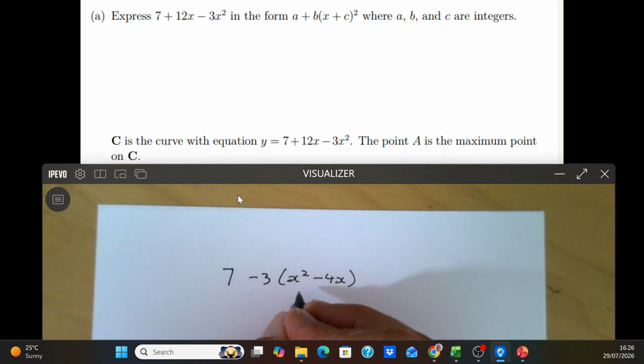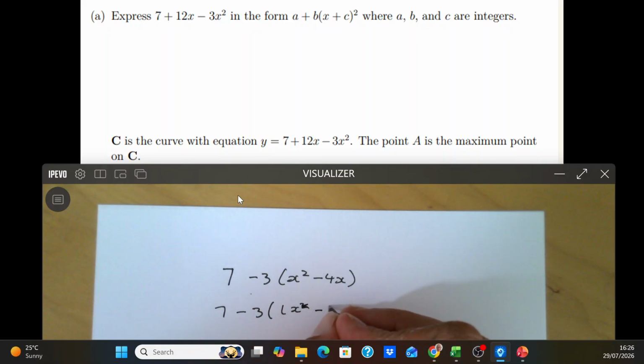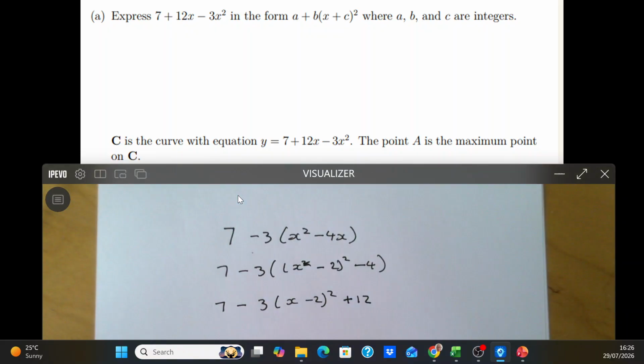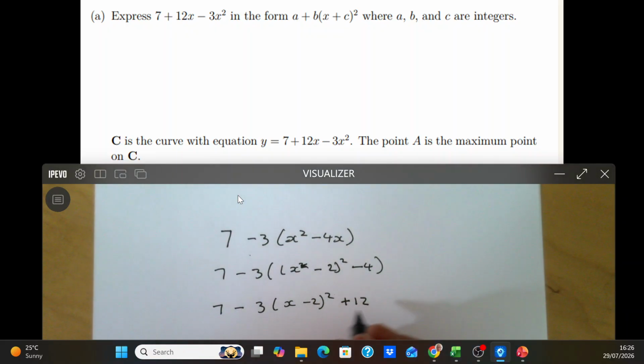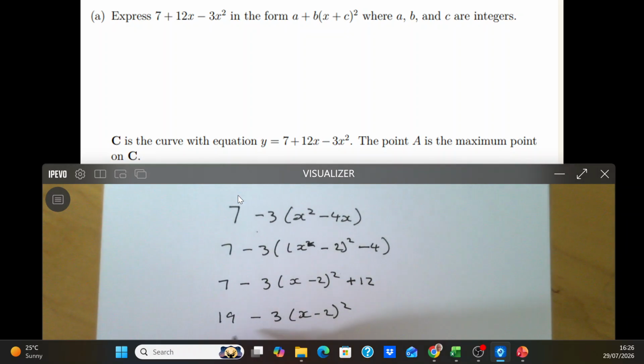This you can then complete the square with. So you've got 3 lots of x minus 2 squared. 2 squared is 4, so we need to take the 4. Expand the brackets, so that's 7 minus 3 lots of x minus 2 squared plus 12. Big mistake, lots of people forget that it's plus 12. 7 plus 12 gives me 19 minus 3x minus 2 squared. So A equals 19, B equals -3, and C equals -2.